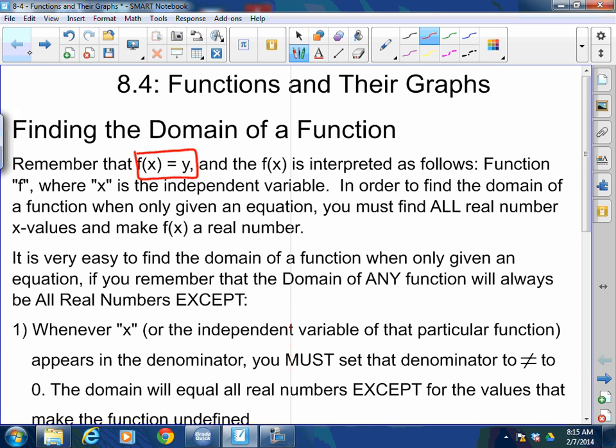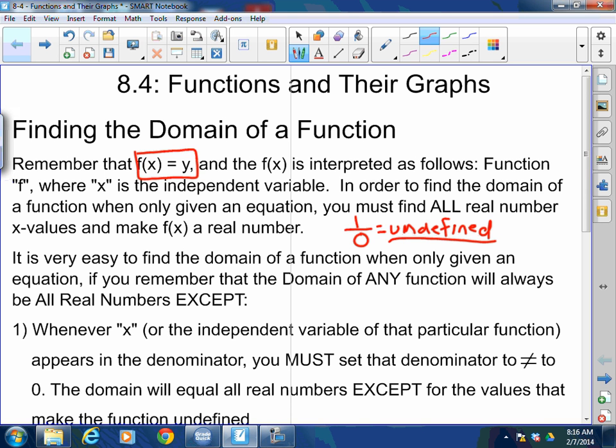Remember also that in order to find the domain of a function, when only given an equation, you must find all real number x values that make f of x a real number. Please try to remember, my friends, that whenever you have a 0 in the denominator, that's called undefined. So when we're graphing and working with complex functions and equations, you have to be able to identify those values.